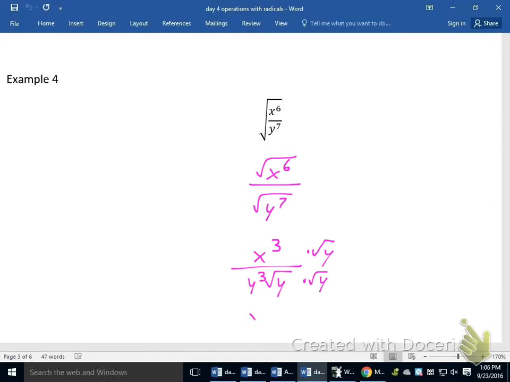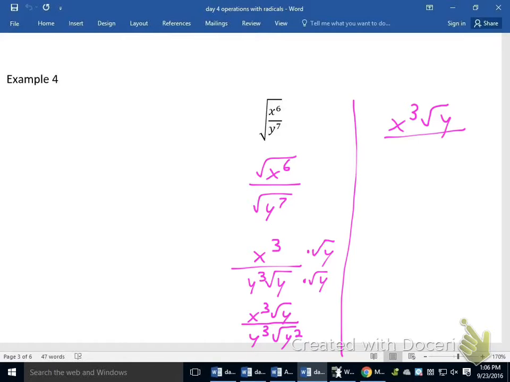So now what I'm going to have is x to the 3rd root y on the numerator. On the denominator, I'll now have y to the 3rd root of y squared. Now the root of y squared will be y to the 1st power. When I put that with y to the 3rd, that'll be y to the 4th power. And I'm going to write that out for you. Again, the square root of y squared is y to the 1st power. When I combine that with y to the 3rd power, I get y to the 4th power. So my final answer, x to the 3rd times the square root of y over y to the 4th power.